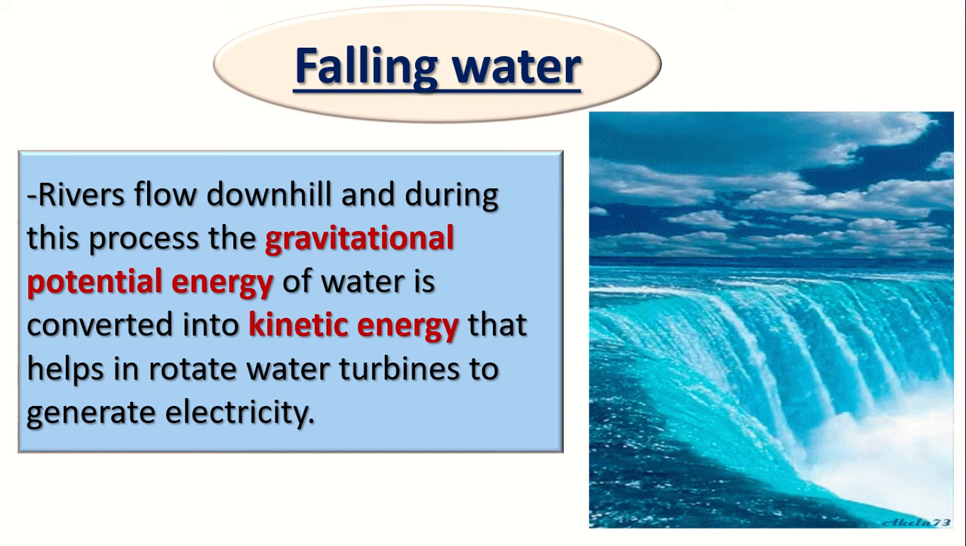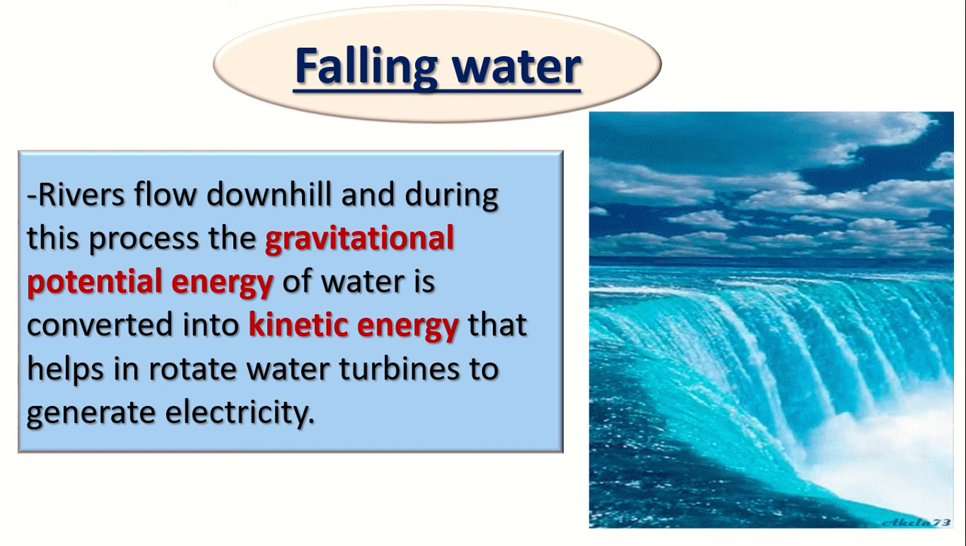Again, before falling down, the water has which energy? Gravitational potential energy. When the water falls down, this gravitational potential energy will change into kinetic energy. Excellent. After that, under the waterfall, there is a water turbine or a water mill. When this water turbine moves because of the kinetic energy of the water, it will generate electricity.